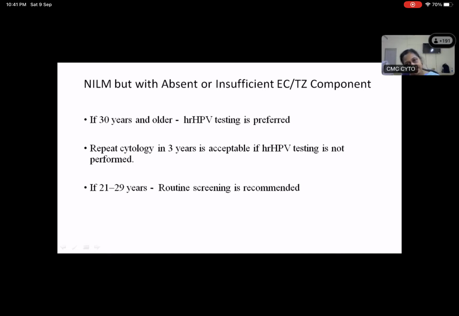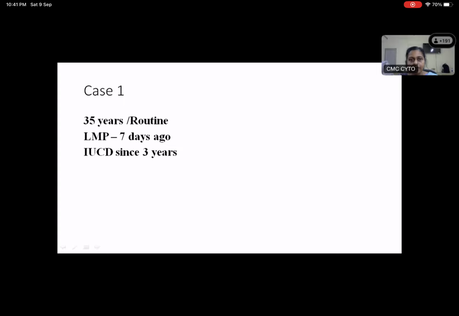If the patient is less than 30 years, even if the transformation zone has not been sampled, repeat is not required ahead of time. Routine screening is sufficient, and that is what is recommended by the American Society of Colposcopy and Cervical Pathology. So we'll start with case 1.